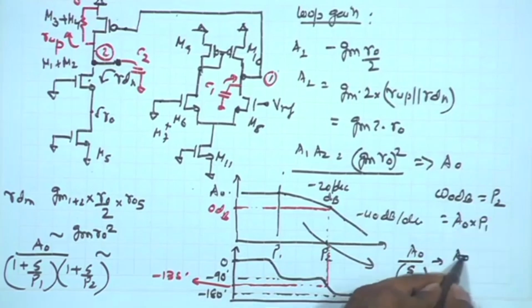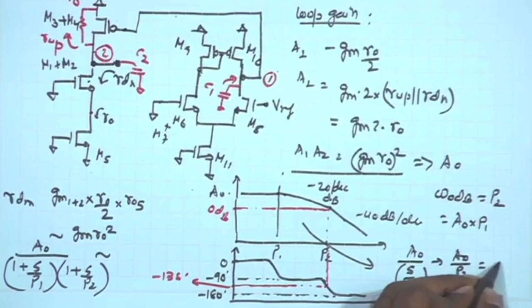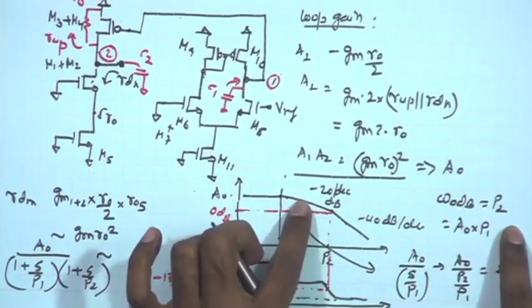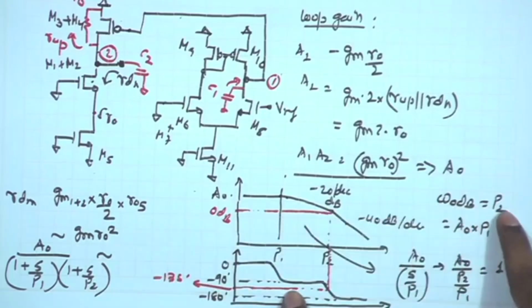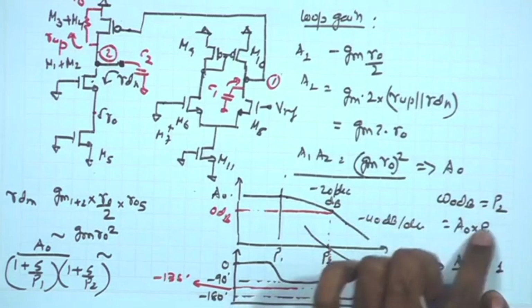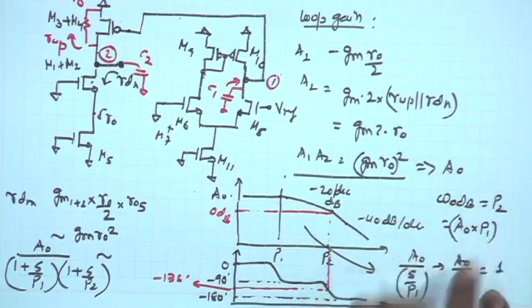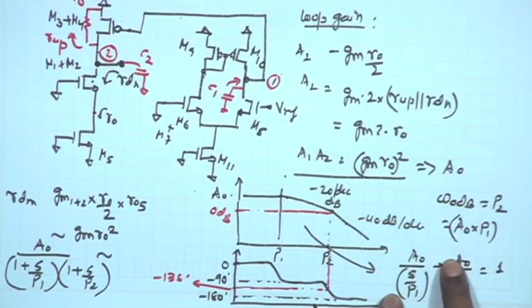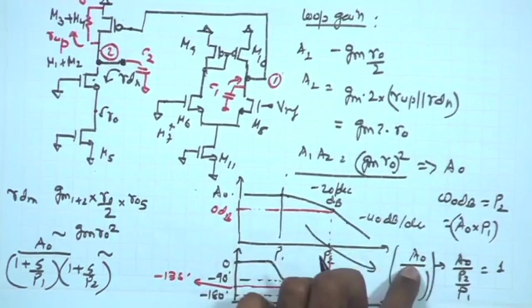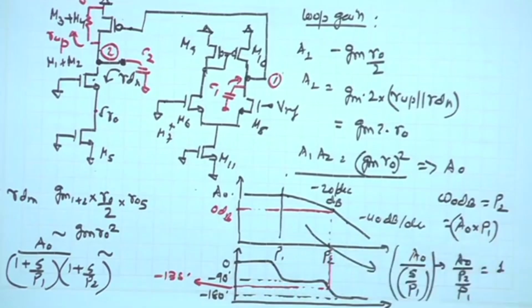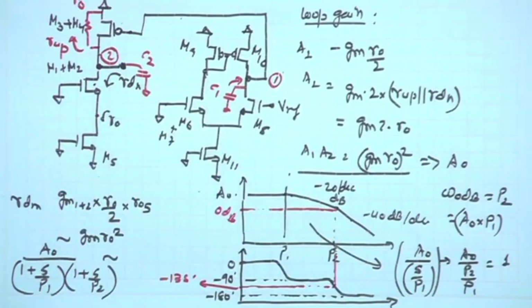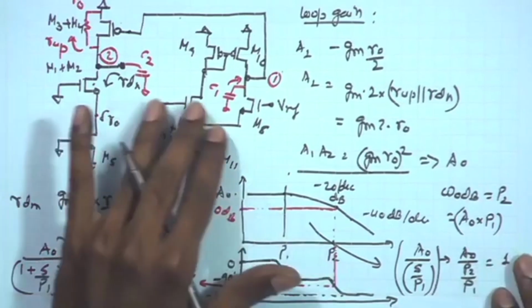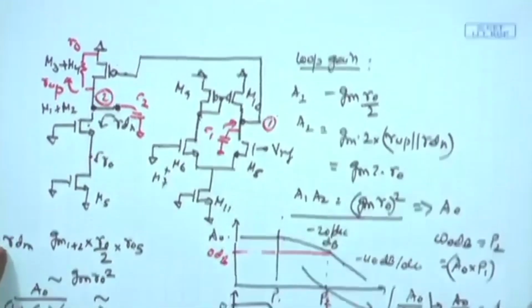So, we need to have A naught P1 upon P2 equal to 1, and that gives me the relationship that the overall 0 dB point should be equal to P2, and we have the omega 0 dB given by A naught P1, because in order to equate this to 1, we need to have omega equal to P1 times A naught. So, the omega at which the gain touches unity is going to be given by A naught times P1. So, this is the relationship we need to achieve in order to achieve a phase margin of 45 degrees in our overall open loop amplifier.